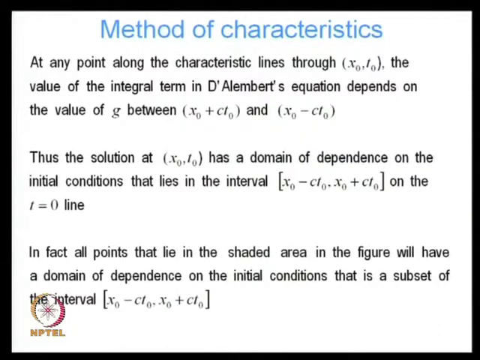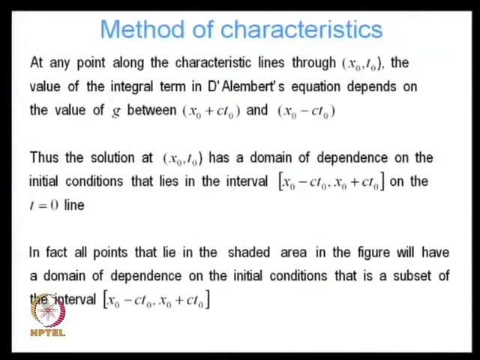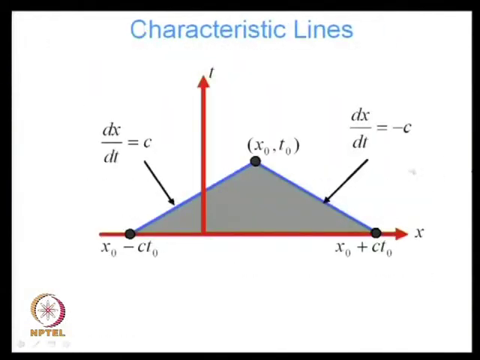In fact, all points in the shaded area in the figure will have a domain of dependence on the initial conditions that is a subset of the interval x 0 minus c t 0 to x 0 plus c t 0. So, what I mean is this: this point has a domain of dependence between this and this. If I look at a point here, it is also going to have a domain of dependence, but that will be smaller, within this interval, a sub interval.